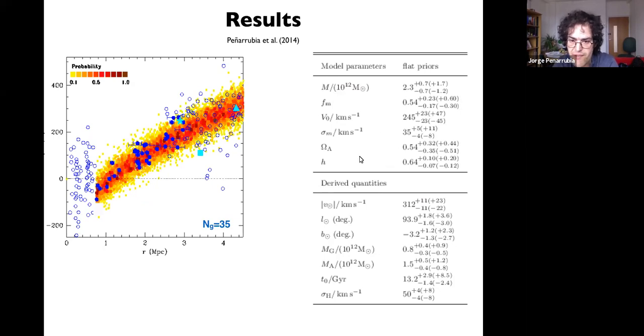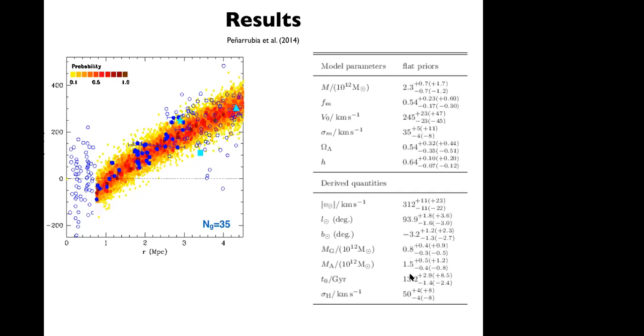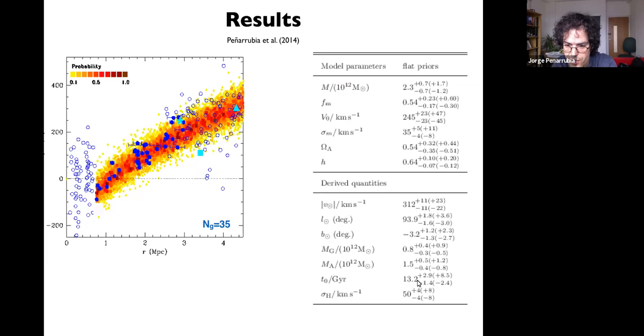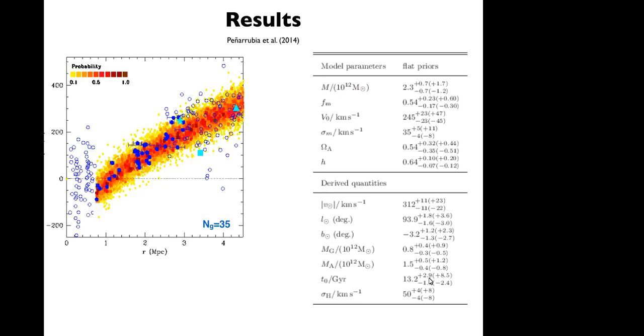And we also get a constraint for omega lambda and H, but actually there's a very strong degeneracy. I can show you the posteriors later if you're interested. What we can actually constrain with the local group is the age of the universe, which is 13.2 plus or minus 3 gigayears. Again, it's relatively uncertain compared with CMB constraints, but it's fully consistent.